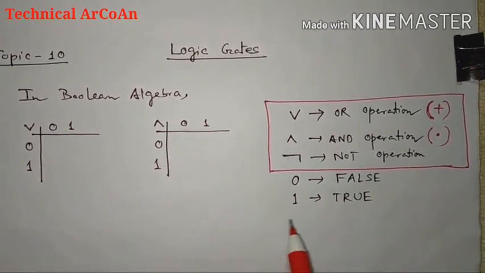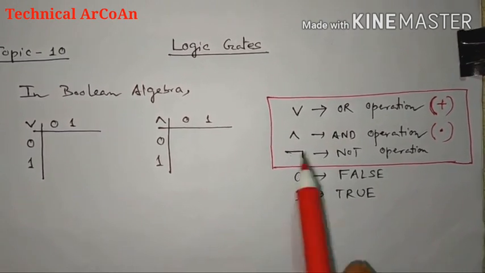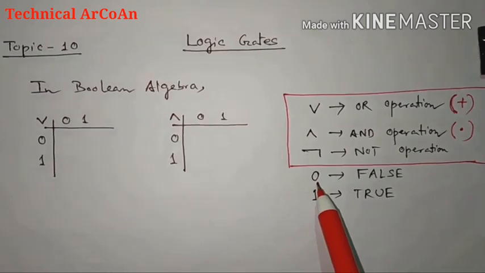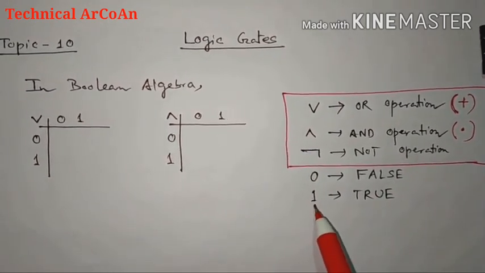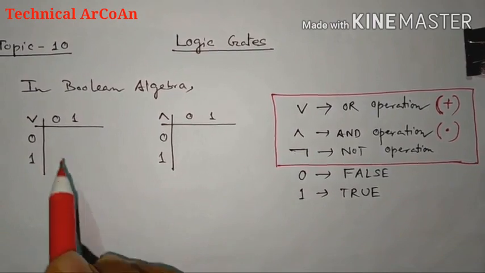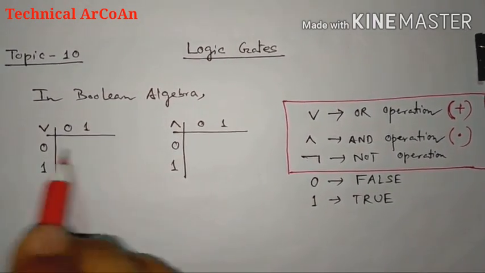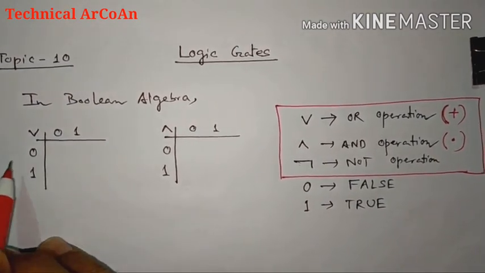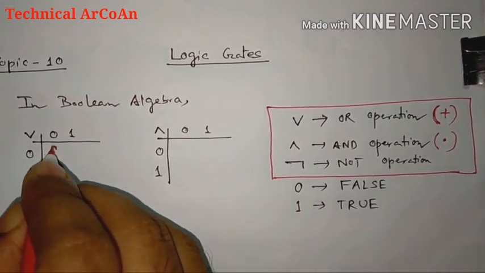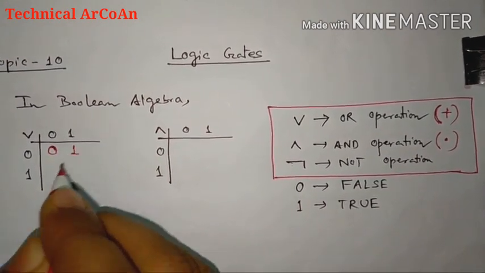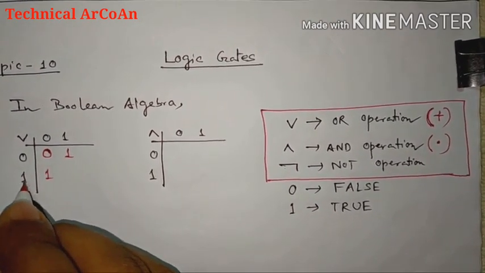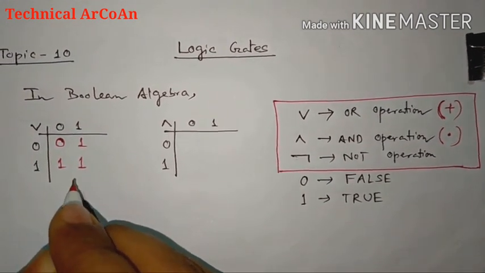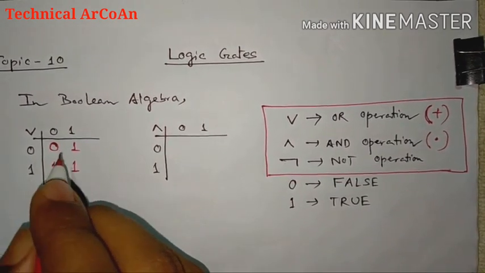There are two values we need for Boolean operations. One is 0, which means false, and the other is 1, which means true. So let's draw this table. First we do the OR operation. OR means plus. So 0 plus 0 is 0, 0 plus 1 is 1, 1 plus 0 is 1. Now 1 plus 1 should be 1.